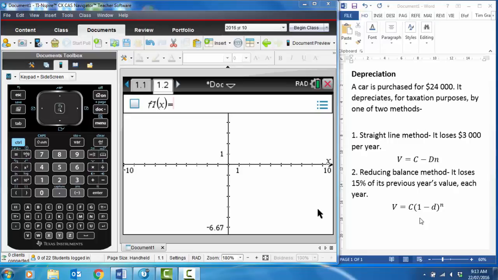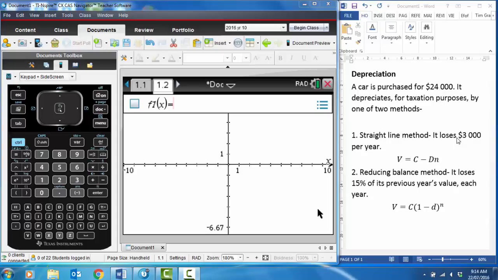What we're looking at today is depreciation using two methods, the straight line method and the reducing balance method. And we're going to look at this little example here. We've bought a car for $24,000 and we're going to depreciate it using each of these methods.